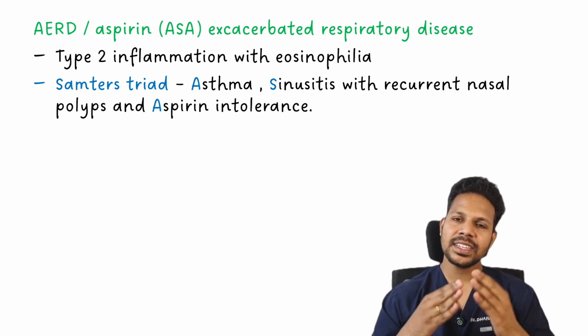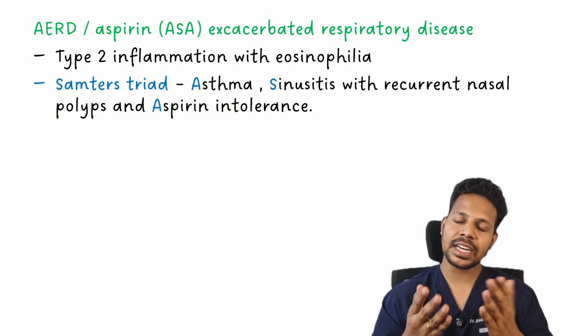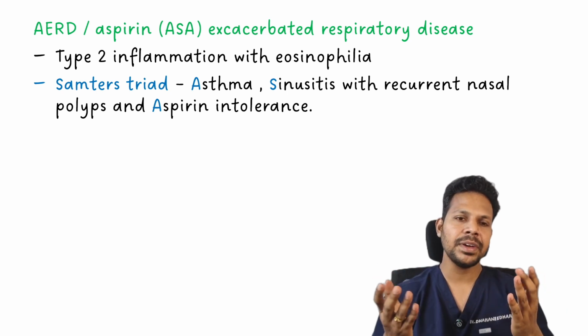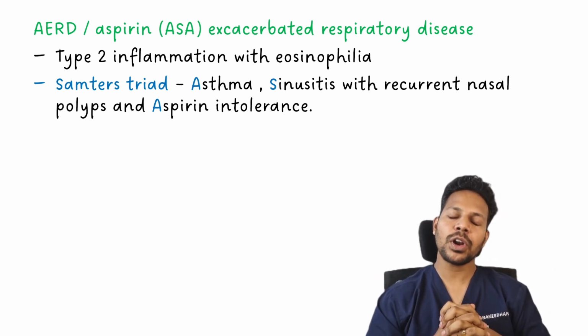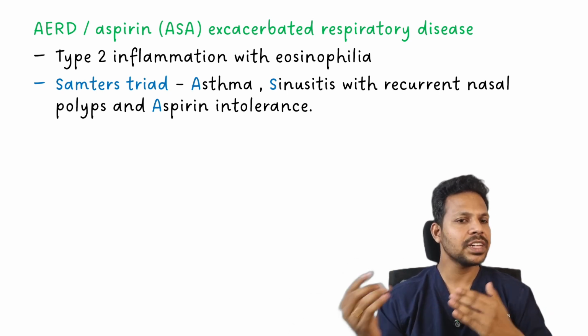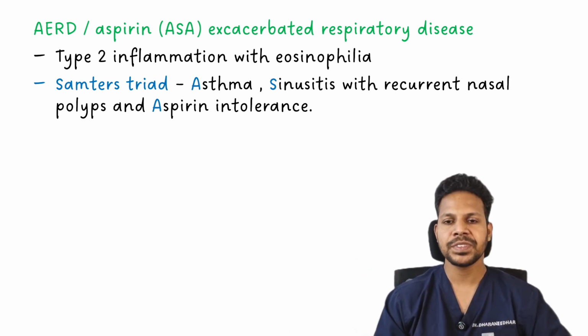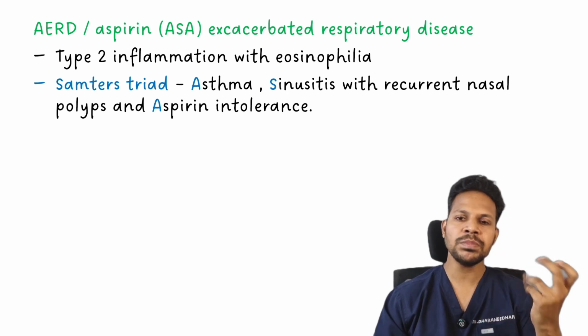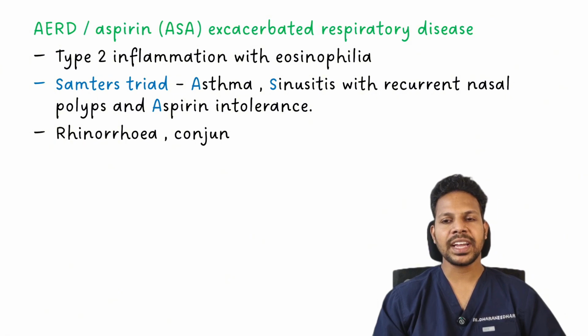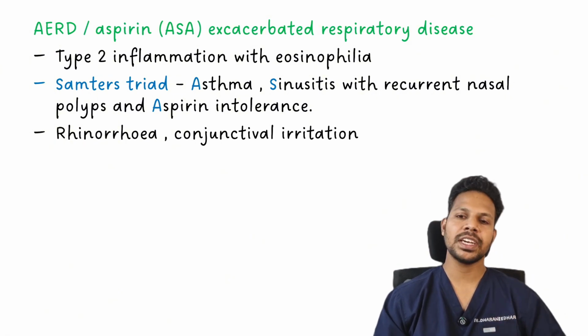The other name for aspirin is acetyl salicylic acid, ASA. So remember Samter's triad this way: A for asthma, S for sinusitis with nasal polyposis, and A for aspirin intolerance. Together this forms the Samter's triad. And then sometimes the patient can also have rhinorrhea and conjunctival irritation because of this eosinophilic inflammation.